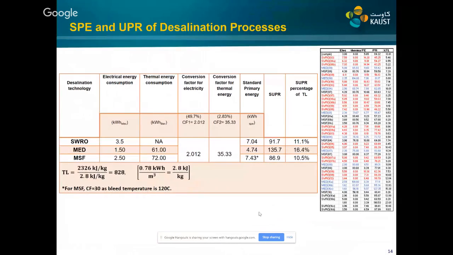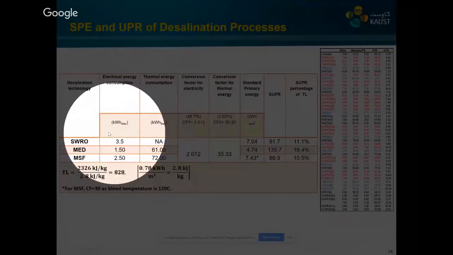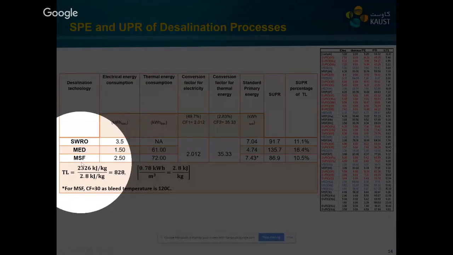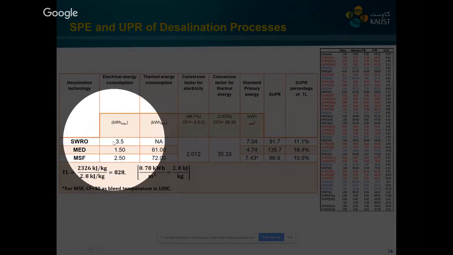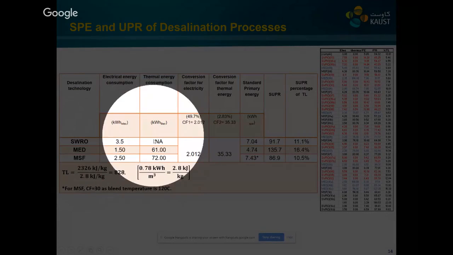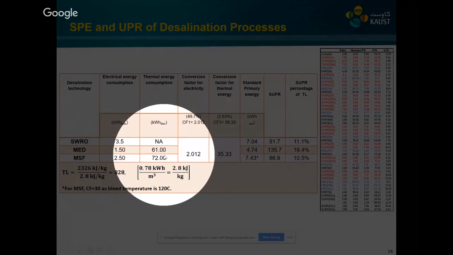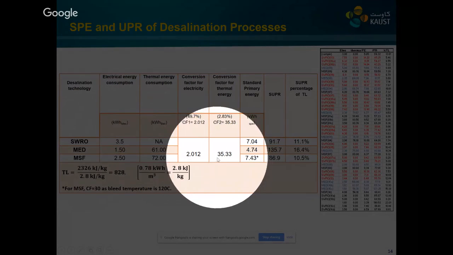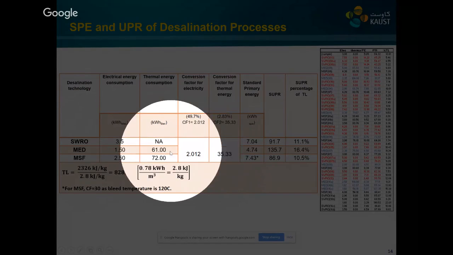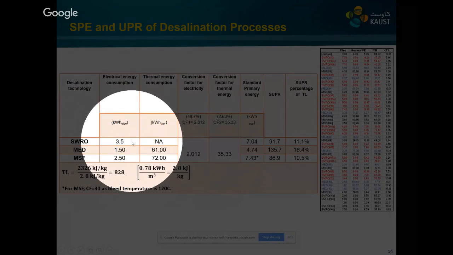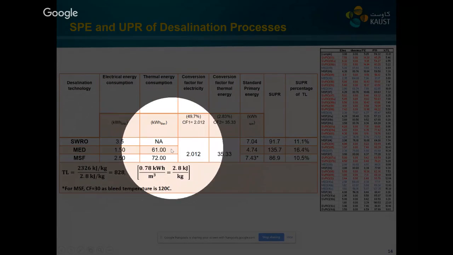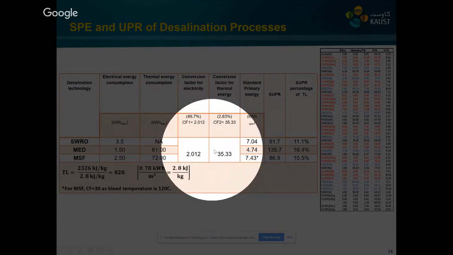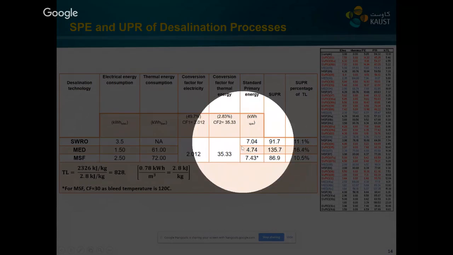We can see over here again the three processes, SWRO, MED, and MSF. These are the electricity consumptions, and these are the thermal energy consumptions by the process. And these are the conversion factors that I just explained. By using these conversion factors, we can successfully convert the electricity into primary energy and the thermal energy into primary energy, and by adding up, we can see over here the primary energy factors now.